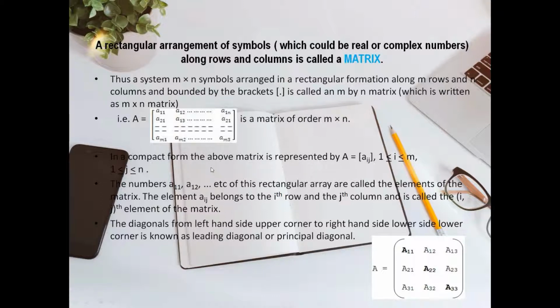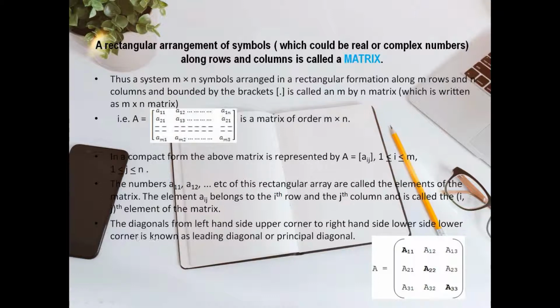Now in a compact form, the above matrix is represented by A equals to [aij] within brackets, where i lies between 1 to m and j lies between 1 to n. The numbers a11, a12, a13 and so on, of this rectangular array are called the elements of the matrix. Okay, the element aij belongs to the ith row and the jth column and is called the ij-th element of the matrix, as this is the representative of the element of a matrix which lies in the ith row and the jth column. Okay, now the principal diagonal.